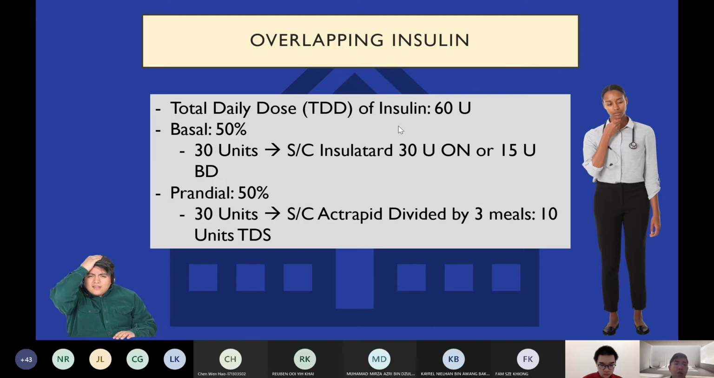Basal meaning your Insulatard, you give either 30 units at night or you can give him 15 units twice a day, either 10 o'clock in the morning and 10 o'clock at night. For your prandial, the 50% of the 60 units will be 30 units, and you divide it into 3 meals of 10 units 3 times a day: pre-breakfast, pre-lunch, and pre-dinner.